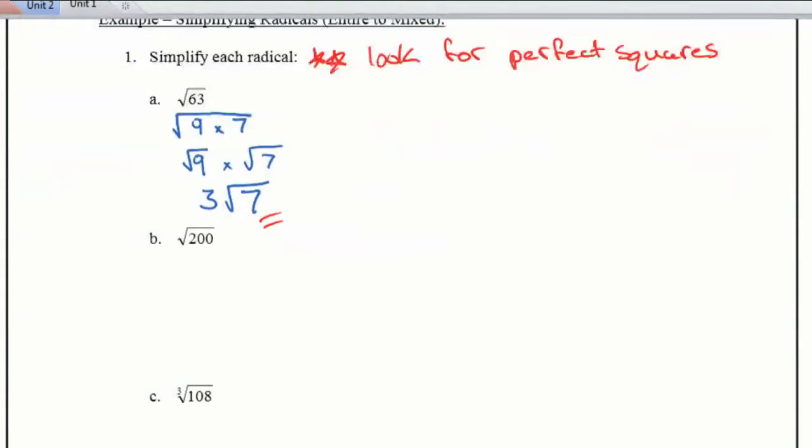We can do these in lots of steps, or we can just do them in one step. So the square root of 200. What are the perfect squares that go into 200? How can I break this down into 2 numbers that multiply to give me 200? How did I get the 3? I just took the square root of 9 to give me 3, because I know 3 times 3 gives me 9.